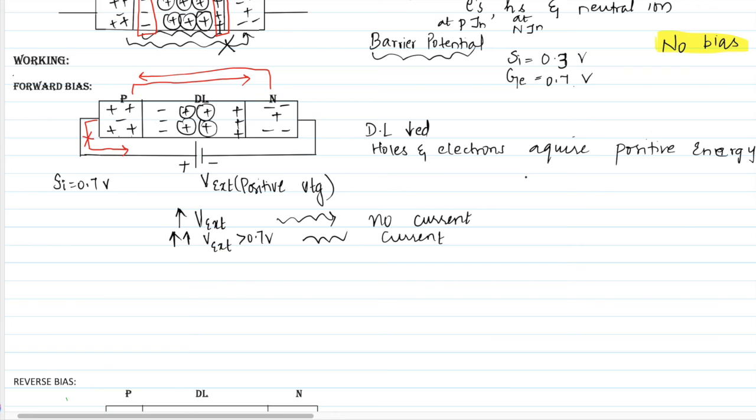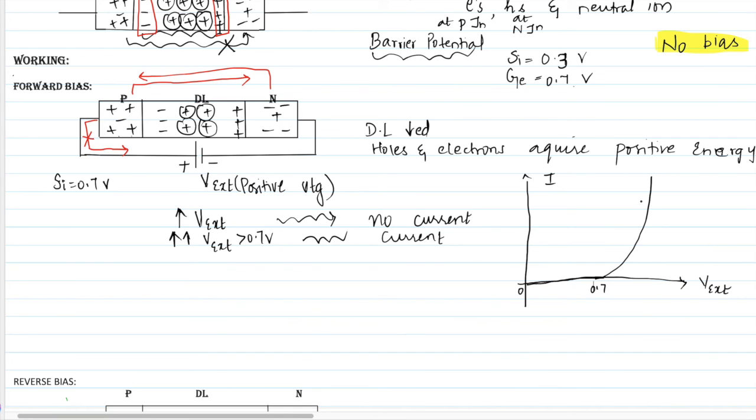So I'll explain this with a graph. This is the current and this is the external voltage. When you increase the external voltage till 0.7, no current will flow because the barrier potential is stopping the recombination process. Once the external voltage reaches 0.7 volt, the current starts flowing.